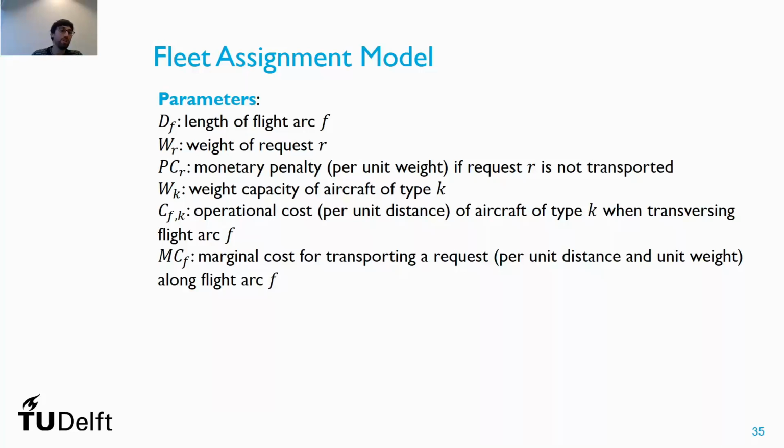Why do we have a marginal cost when we transport a request? Because there are some costs associated with the act of transporting a request. For example, we might have a bit of extra fuel to carry, which we need to pay for. We need to pay people to actually load the request. So there are many things which could go towards this marginal cost.